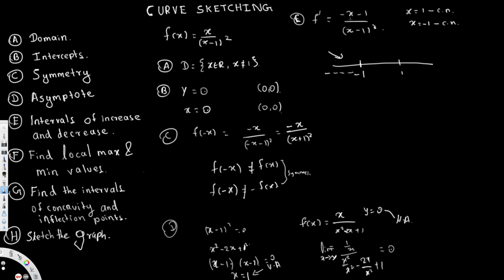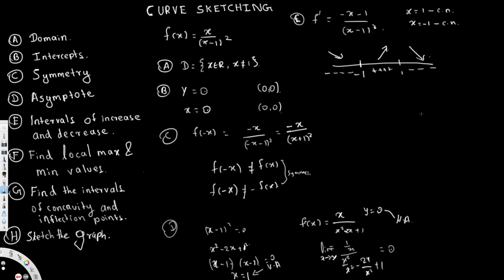Then I have to find a value between minus 1 and 1. Let's put 0. If I put 0 on top, this becomes minus 1, a negative number. In the bottom, if I put in 0, negative 1 is left, and the power of 3 is going to be negative. So negative divided by negative is positive. Therefore this is increasing. Then I have to find a value greater than 1. Let's pick 2. On top, minus 2 minus 1 is a negative value, and in the bottom, 2 minus 1 is positive, and positive cubed is positive. Negative divided by positive is a negative value. Therefore it's decreasing.